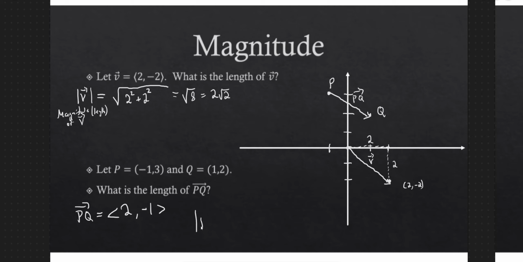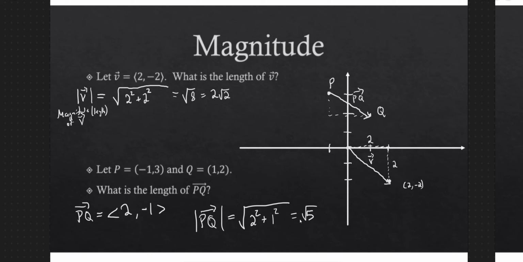And so the magnitude, the length of PQ, again, it's just a right triangle, so we use the Pythagorean theorem. Down 1, over 2, so that's the square root of 2 squared plus 1 squared. So that's the square root of 5. This is how we compute length. It's just the Pythagorean theorem when we're dealing with the plane here. When we jump up to 3 dimensions, we're going to have to do 2 applications of the Pythagorean theorem. But as we'll see, the formula is very similar. It's very nice.